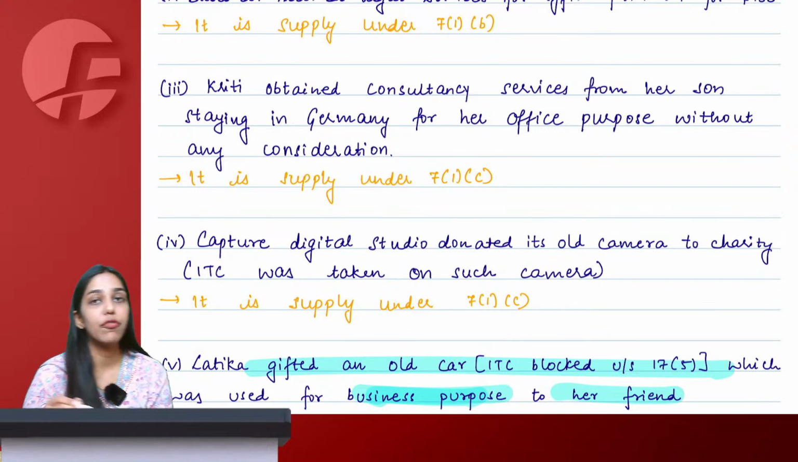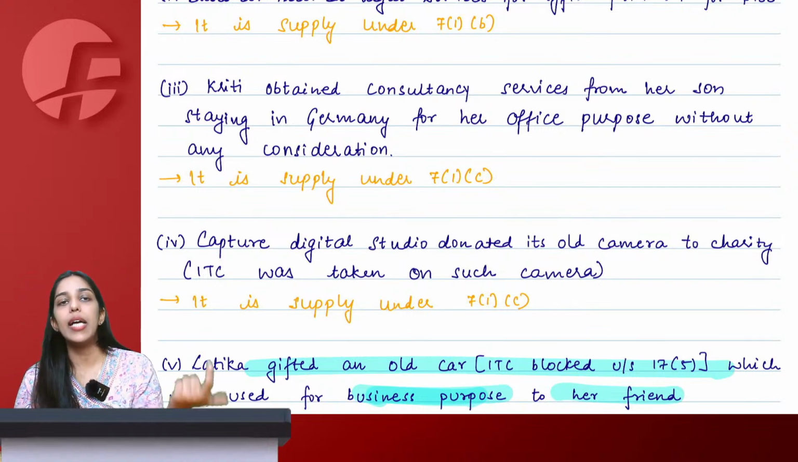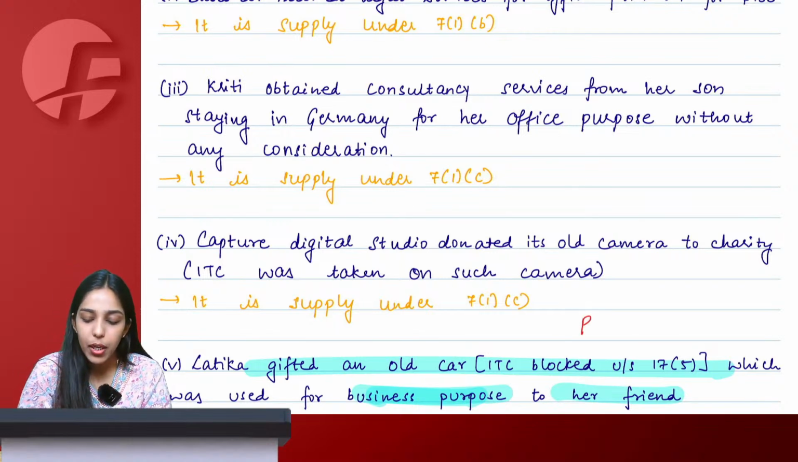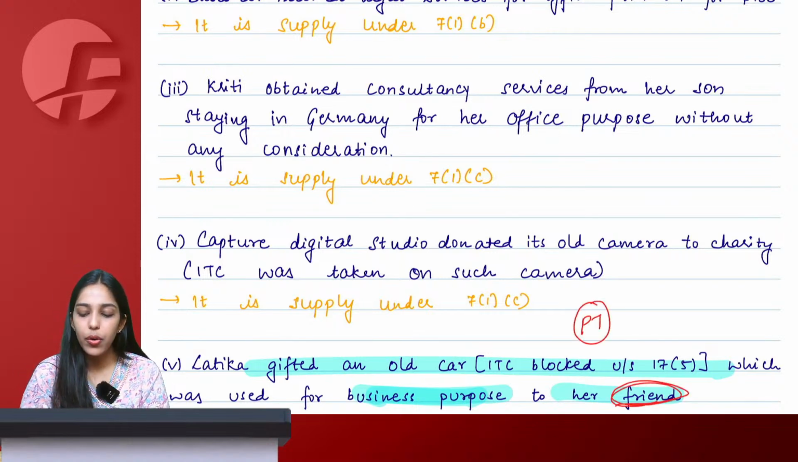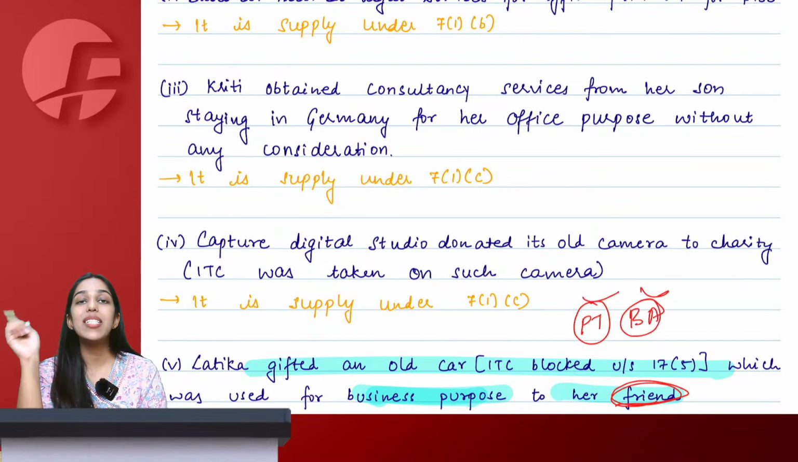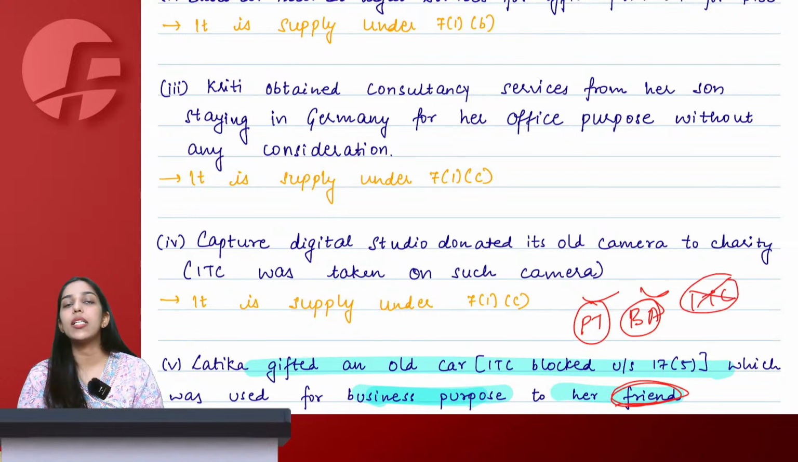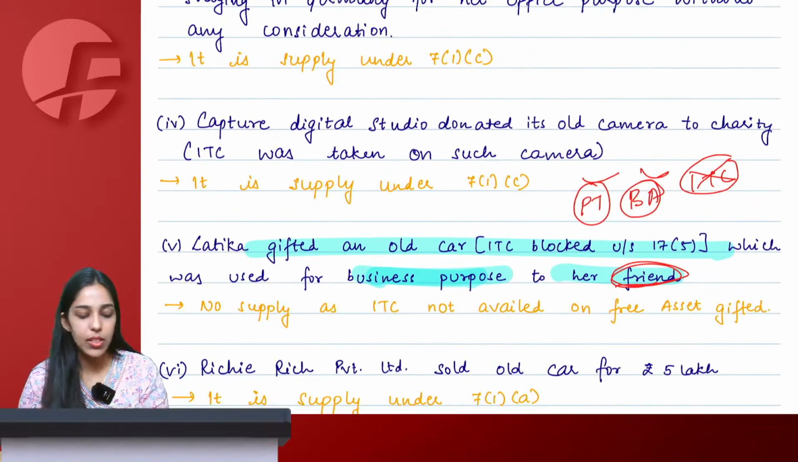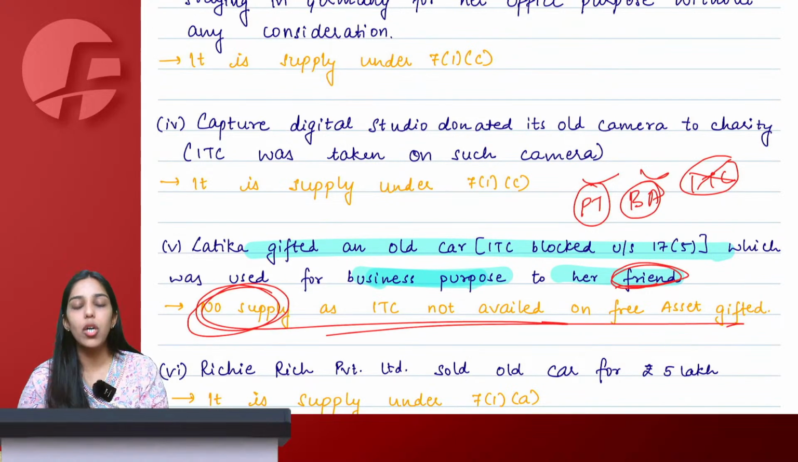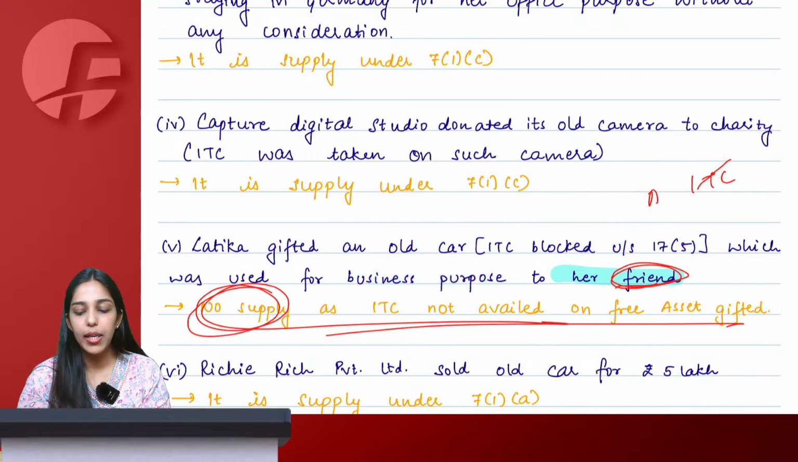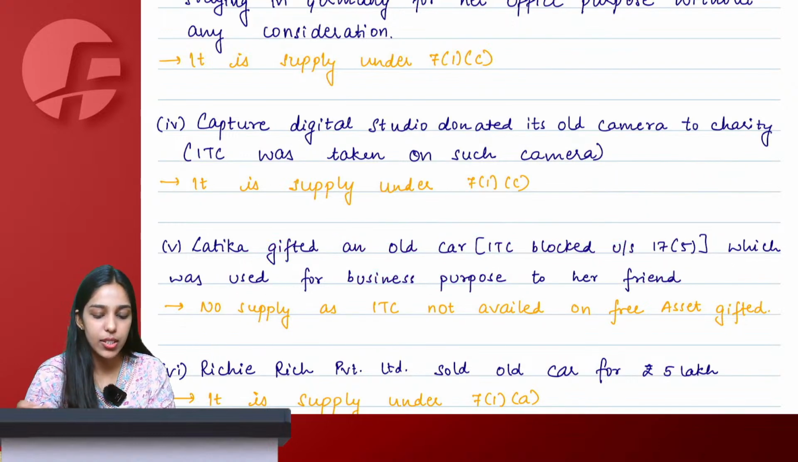First of all, it is a gift. Gift means no consideration. I have to check Schedule 1. Is it a permanent transfer? Yes. The friend is never going to give me back this car. Was the car a business asset? Yes. But was ITC availed on the car? The answer is no. Because I am not able to satisfy all the 3 conditions, I will say it is not a supply because ITC was not availed on this free gift given. And it is not a supply under any clause of section 7(1).